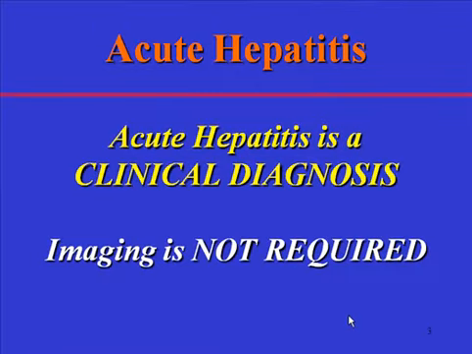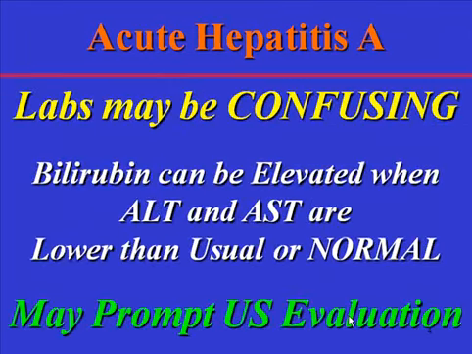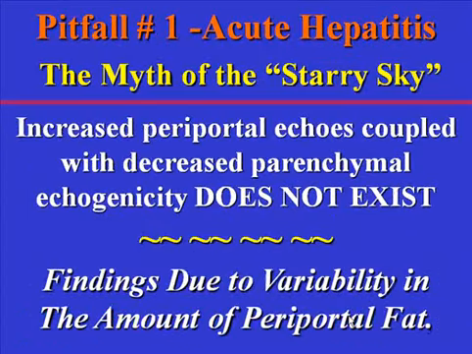First, let's talk about acute hepatitis, and generally we're talking about hepatitis A here. Acute hepatitis is really a clinical diagnosis, and we don't really require imaging to make the diagnosis. The labs, however, can be confusing, and we can have elevated or normal labs, which will prompt clinical confusion and therefore an ultrasound examination. The first thing I'd like to talk to you about is what I call the myth of the starry sky in acute hepatitis.